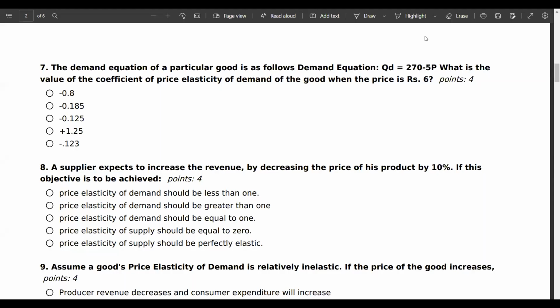The seventh question is again, as you can see, about the demand equation of a particular good. The demand equation is QD equals 270 minus 5P. So that's here. And what's the value of the coefficient of PED of the good when the price is ₹6?